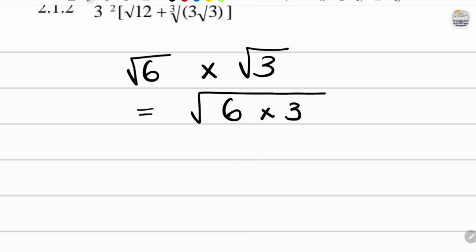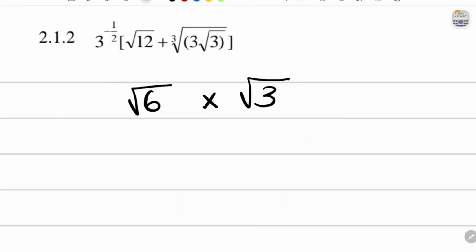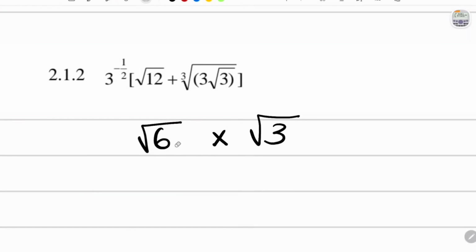But please note that this is not going to be the same for something like the square root of 3 multiplied by the cube root of 3. Because in this case, this is a square root and this is a cube root. So no, they cannot be put under the same radical or the same root. So let's go ahead and use this rule that we know here. Because we know that if you have a square root and a square root, they can be put under the same root, then we can think about taking this and putting it back as a root.